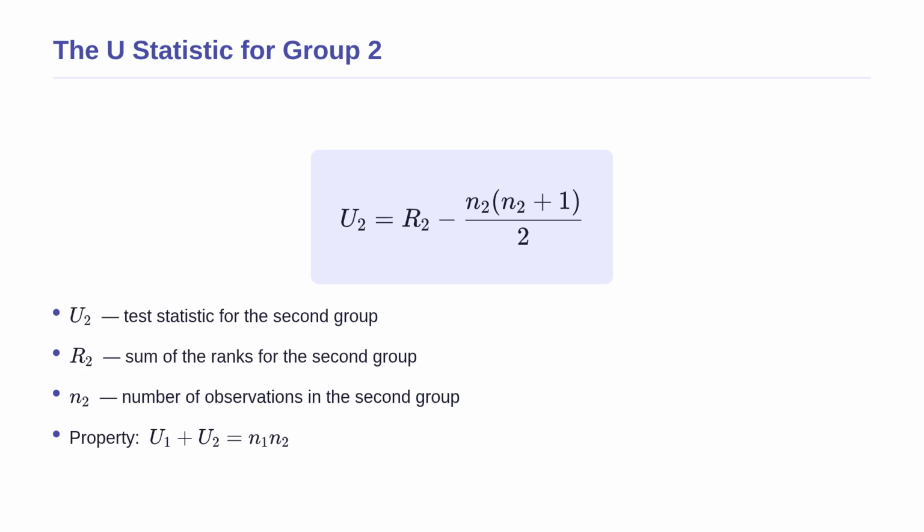Similarly, we can calculate the U statistic for the second group. The formula is identical in structure, using R2 and N2. A beautiful mathematical property of this test is that the sum of U1 and U2 will always equal the product of the two sample sizes, N1 times N2. This product represents the total number of possible pairs you can form between the two groups. When performing the test manually, we calculate both U values and take the smaller one to compare against a table of critical values.